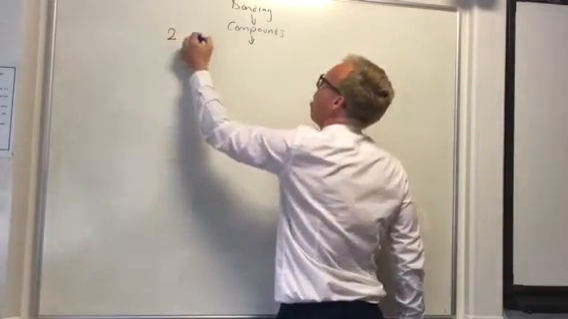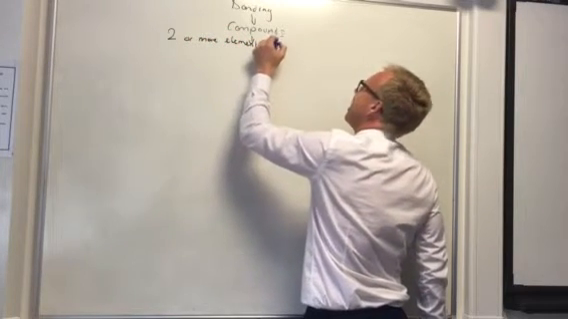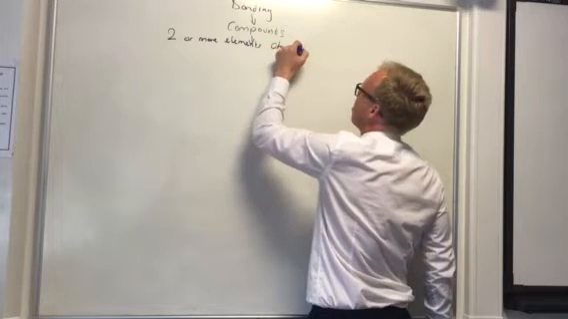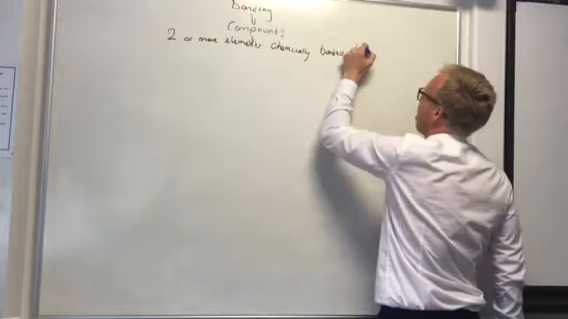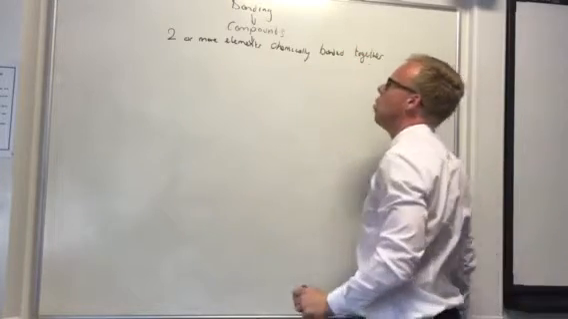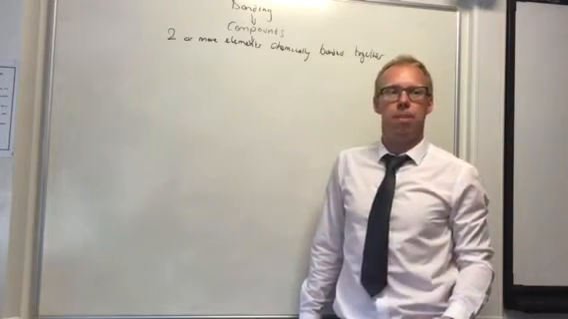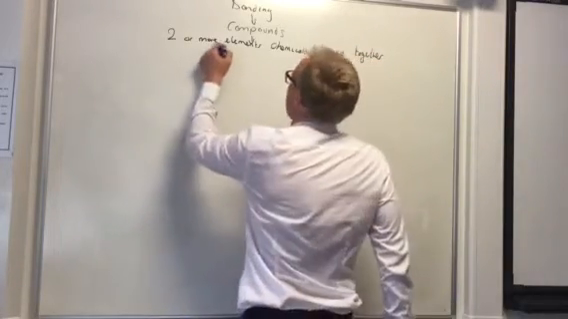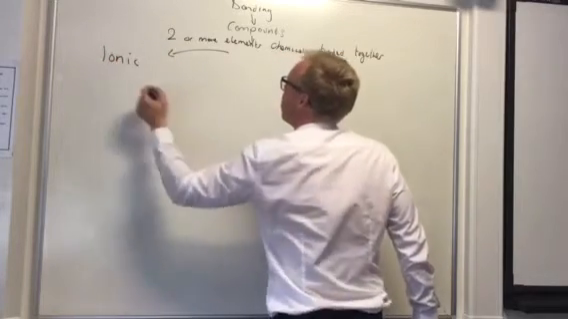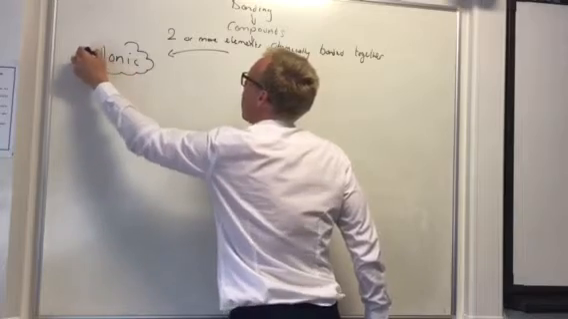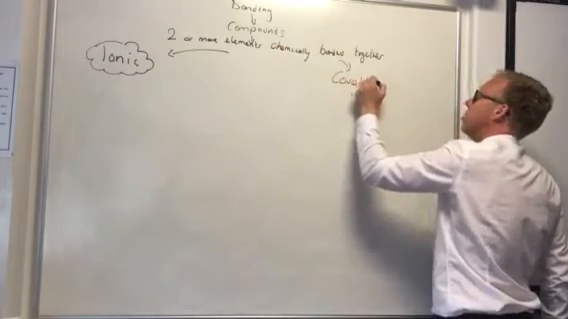Two or more elements chemically bonded together. And there are two ways you need to know that our compounds do that. Okay? There are ionic compounds. Let's make that nice and stand out. And there are covalent compounds.